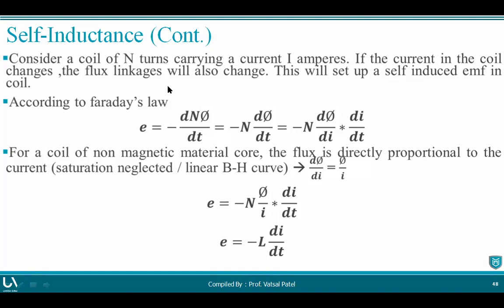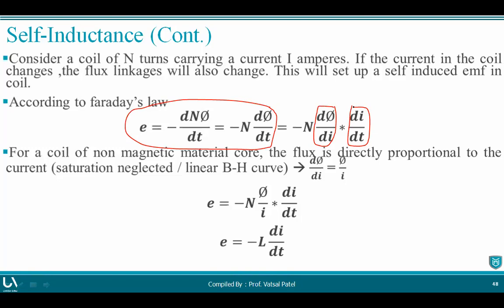So according to Faraday's law, we will write E is equal to minus n d phi by dt, right? So this is our equation. We also derived it in Faraday's law, if you remember. Now we just separate out here the d phi by dt component. It is rearranged as d phi by di multiplied by di by dt.